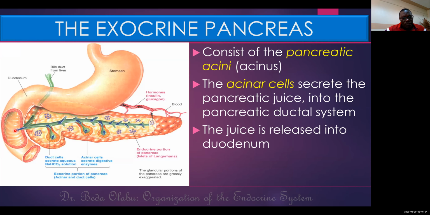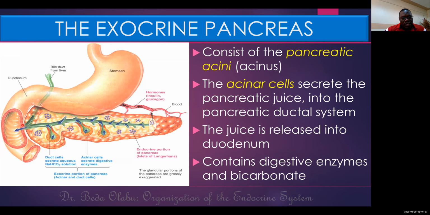This juice contains digestive enzymes and bicarbonate. Of course, there's water within there. So bicarbonate and digestive enzymes, that juice contains it. As you can see, at some point, it opens together with the bile. Now, that is not the intention of this lecture, because this is focusing on the endocrine component. So that is just the exocrine pancreas. How about the endocrine pancreas?